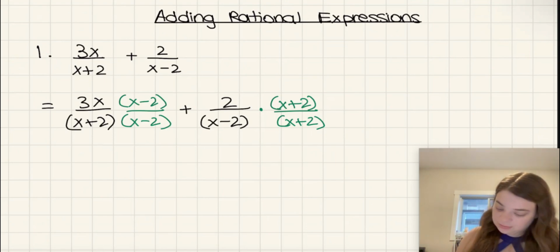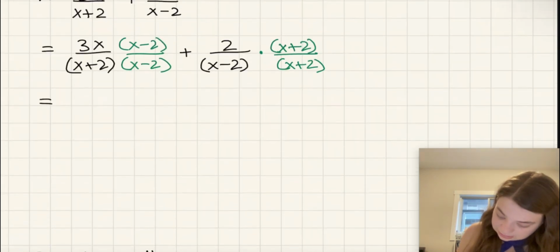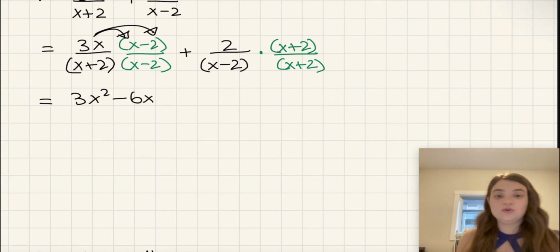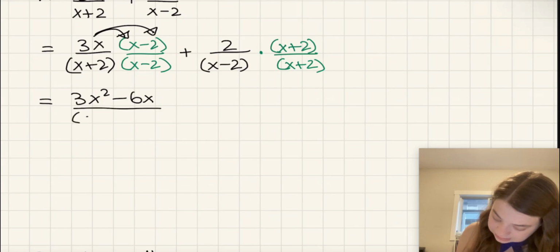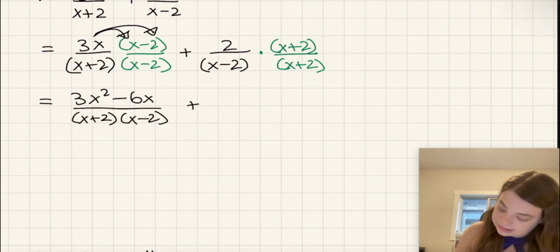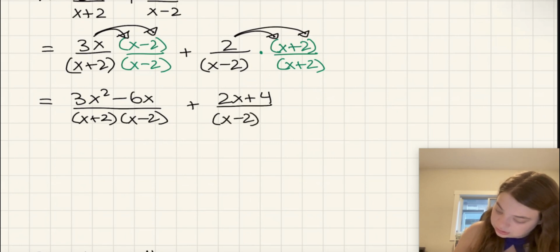Okay, so now I'm going to multiply through, and we're going to get 3x squared minus 6x. Don't forget to use the distributive property here and multiply the 3x by both x and by negative 2. And that's going to be over x plus 2 times x minus 2. Then for the second one, we use the distributive property again, and we get 2x plus 4 over x minus 2 times x plus 2.